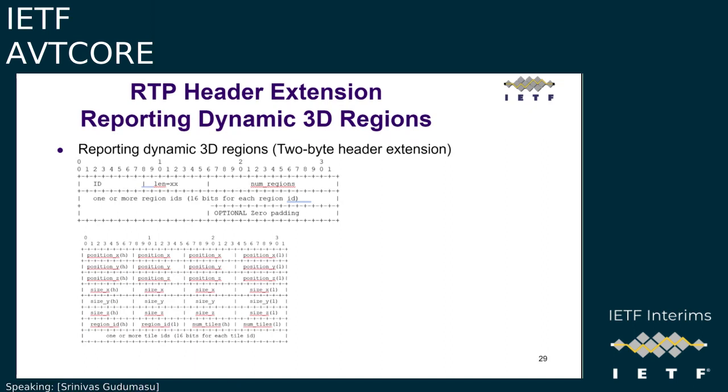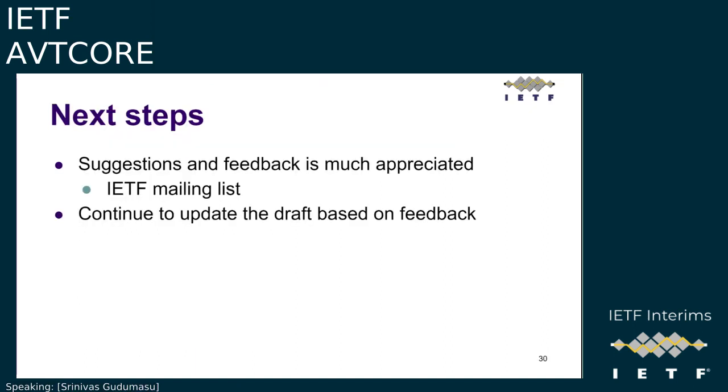Can you go to the next slide, please? So these are the basic messages: the RTCP feedback messages and the RTP header extension messages, as well as the SDP parameters that we defined for requesting these. We're looking for any suggestions and feedback. I think we can use the IETF mailing list for providing them, and we will update the draft based on the feedback we get.